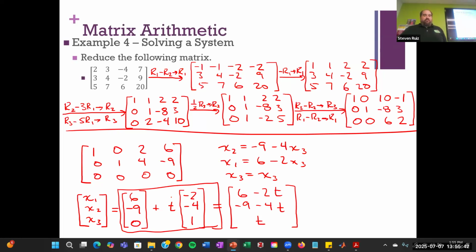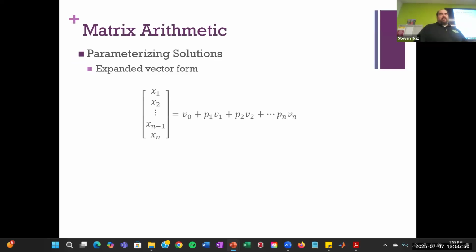Basically, you could have any number of these column vectors, but that'll be dictated by how many parameters you have. So in general, your solution is equal to a constant vector, and then a bunch of column vectors times scalar parameters. There's no theoretical limit to the number of parameters you might need. So as many as get the job done.